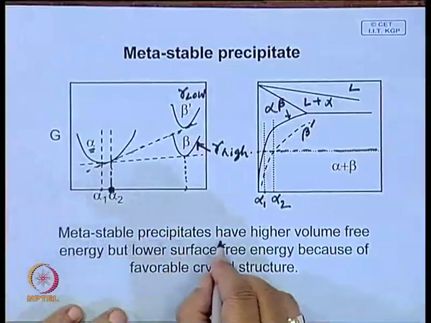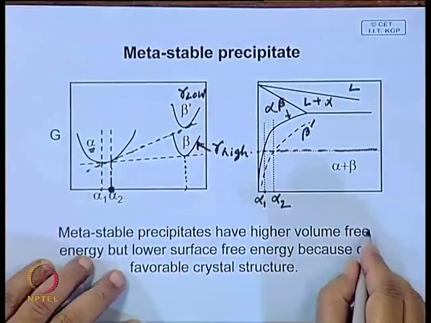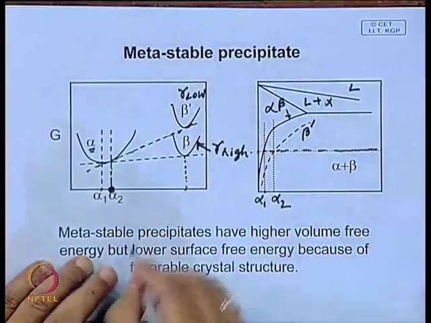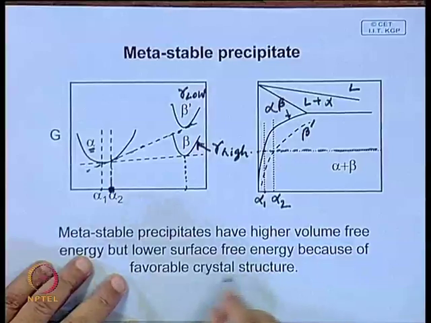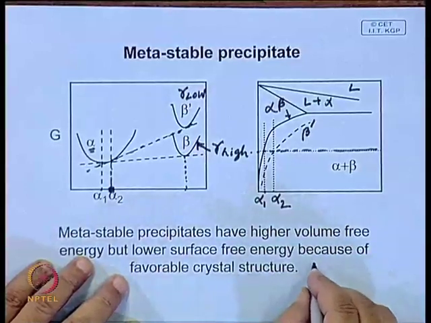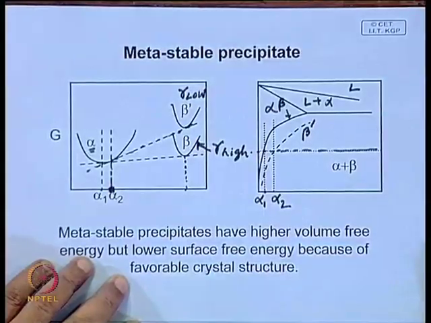So, in short, what we can say is that metastable precipitates have higher volume free energy, so in that way they are unstable, but lower surface energy because of favorable crystal structure, meaning very good coherency or very little lattice mismatch.